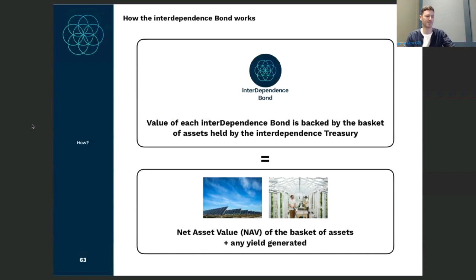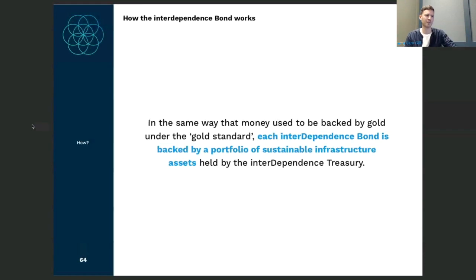Yeah, makes sense. So we talked a little bit earlier about the gold standard, and we used to have a gold standard, but we don't anymore. This is really thinking about almost trying to replicate that, but instead of gold, as nice as it is, it doesn't actually produce things that you need, like food and energy. So this is really thinking about almost like a sustainable infrastructure standard or backing.